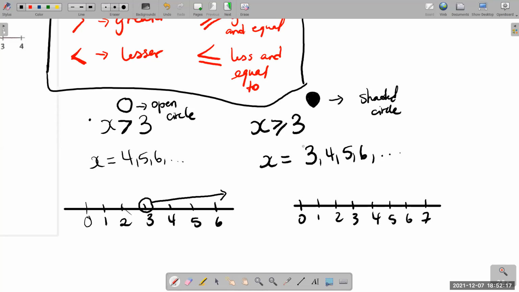But if we want to represent x is greater than and equal to, we put the circle where again? We put the circle at 3. But what type of circle are we going to have? We're going to have a shaded circle. Because the shaded is saying that we're starting right there, but the open circle is saying we're starting at the number after. So same thing, same arrow, but one is open, one is closed. Everybody see that?